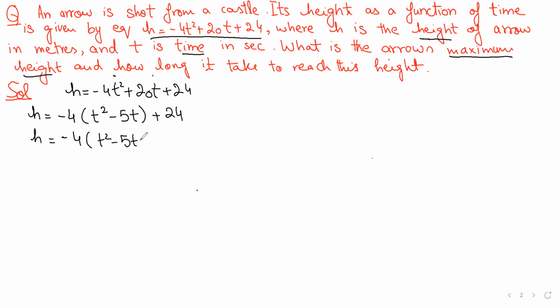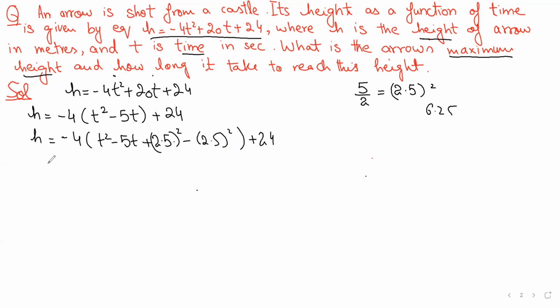Now I have to think of a number. If I divide 5 by 2, what will I get? I will get 2.5. And the square of 2.5 is 6.25. So one time I'm going to write plus 2.5 squared, and one time I'm going to write negative 2.5 squared, and outside is 24.